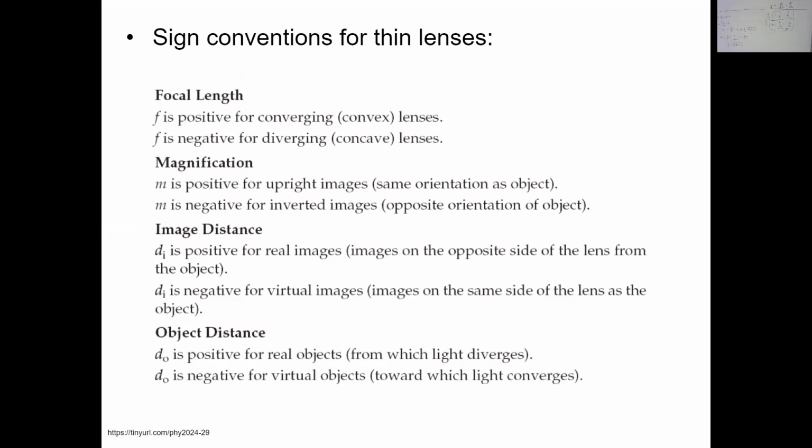Object distance is positive for a real object. That refers to the case where you have multiple lenses. If you have multiple lenses, the real image can serve as the object as well, a real object. Okay, and then DO is negative for a virtual object. That refers to a virtual image being served as the object. All right.